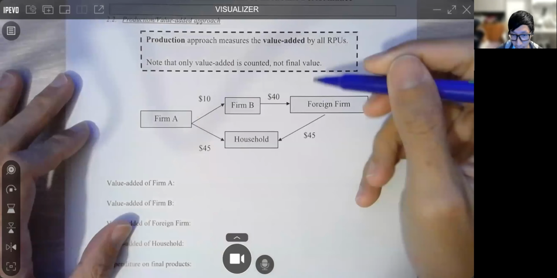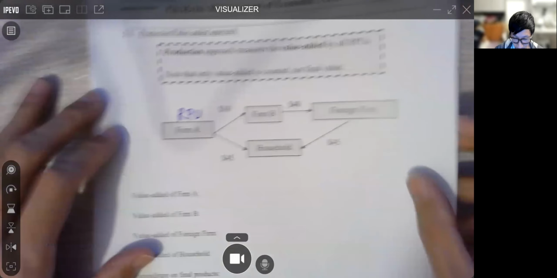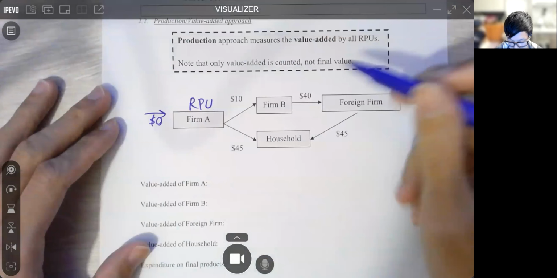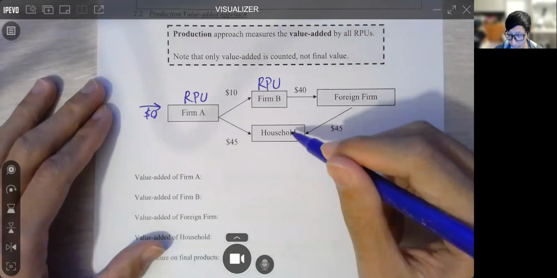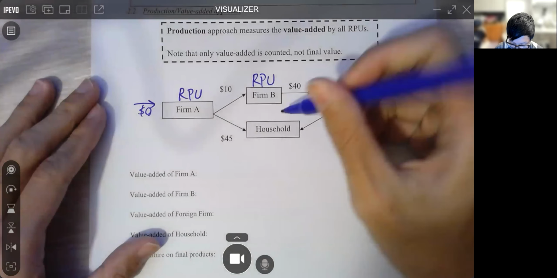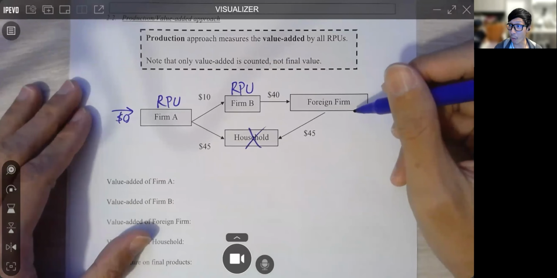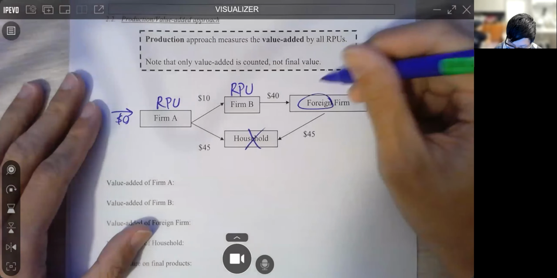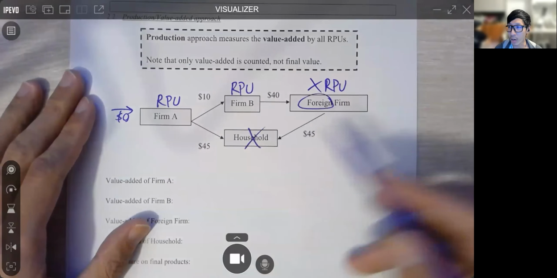Now, obviously, firm A will be our RPU. By the way, that would be page 10 of your notes. Page 10 of your notes. Okay, RPU, let's assume it starts with 0, right? Now, what about firm B? Also RPU. Household, by definition, we know this is not an RPU. What about foreign firm? Your teacher, firm is production, right? No, no, no, no, no. Since this is a foreign firm, this is not an RPU. Okay, so the values we're not going to calculate.